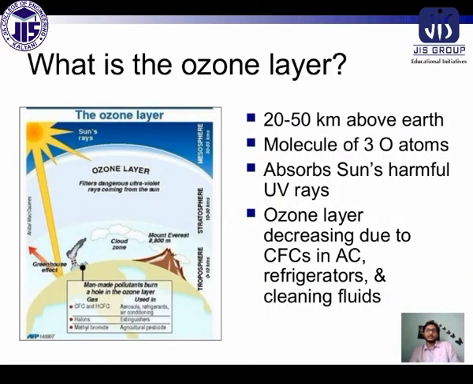Now comes the term ozone layer. We know the ozone layer is the layer of ozone gas, O3, which is 20 to 50 kilometers above the earth. Molecules of 3 oxygen atoms create ozone, and we write this ozone as O3. And what is the purpose of this ozone layer? The ozone layer's purpose is to absorb the sun's harmful UV ray.